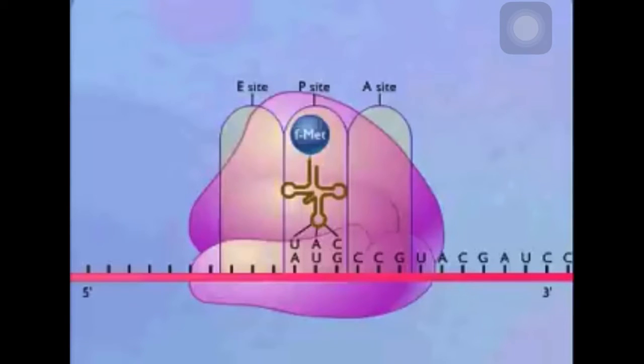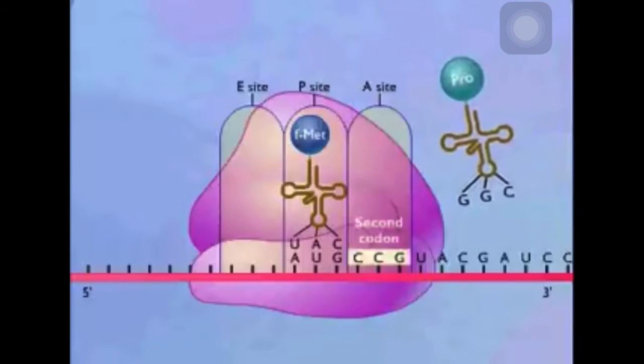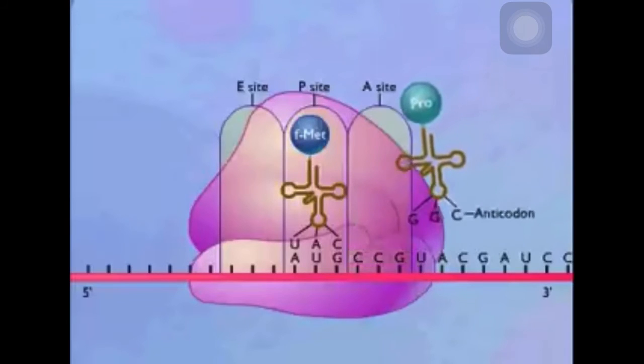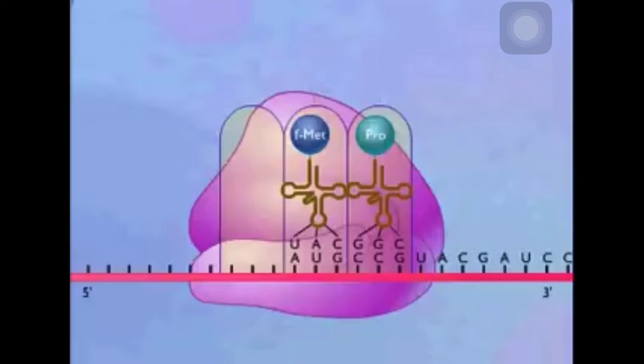In step 2, elongation, amino acids are added one by one to the previous amino acids at the C terminus of the growing chain. Each addition involves a 3-step cycle. One is codon recognition, second, peptide bond formation, third, translocation. Energy is supplied by hydrolysis of GTP in steps 1 and 3.